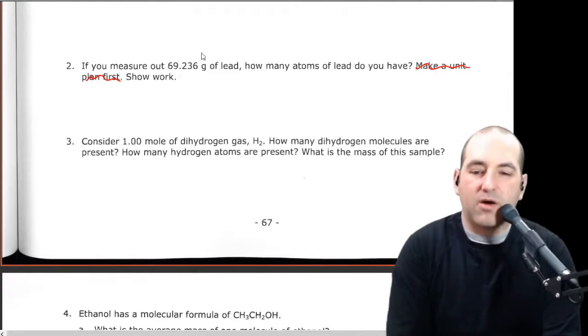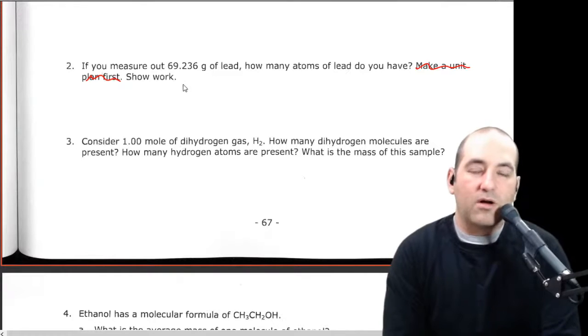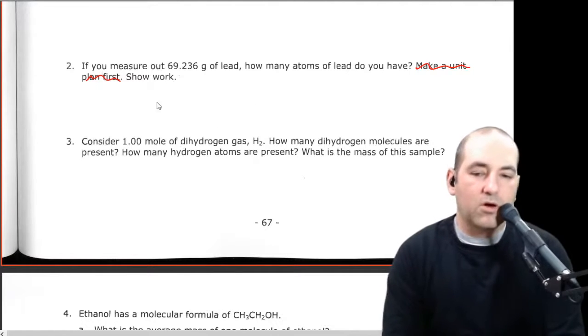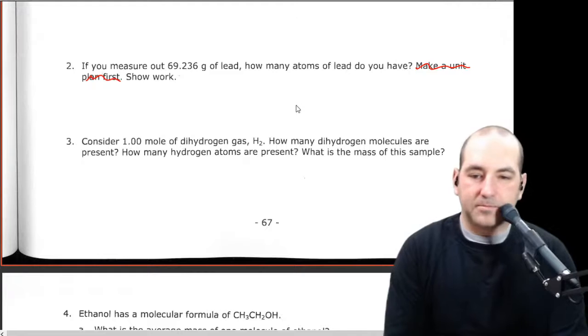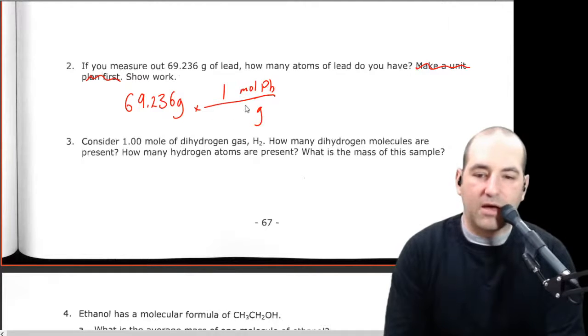All right, so we want to know, that's a reasonable amount of lead. We can measure that out. And we want to know how many atoms of lead does that correspond to, or how many moles of lead does that correspond to. So we need to start with that number, 69.236 grams. And then we're going to multiply it by a number that relates moles and grams. So we want to know in 1 mole of lead, how many grams would that be?